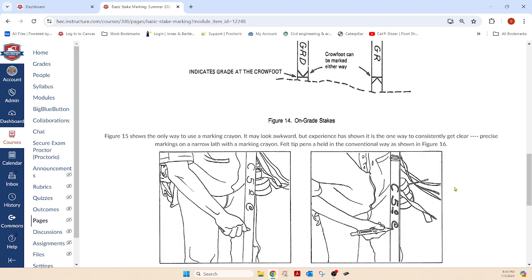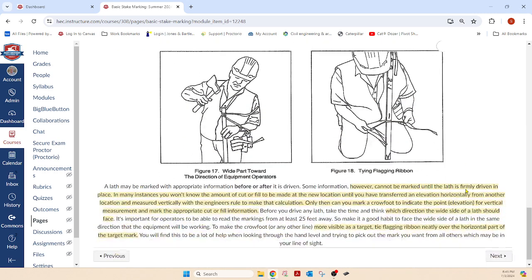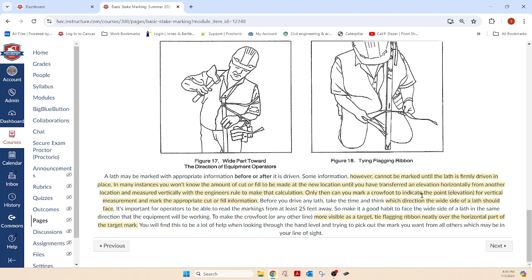So moving on. I'm not going to spend any time here. This is just going over how to hold your crayon, how to drive your lath, and how to tie your ribbon. We can spend our time better. Let's look at what's next.